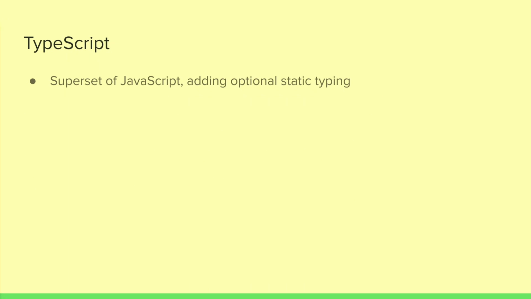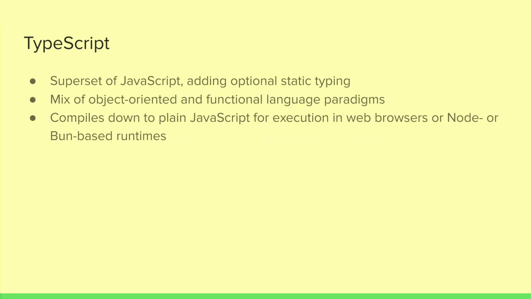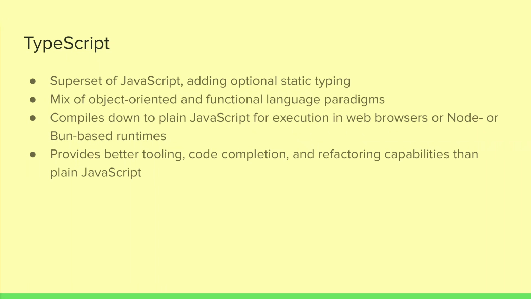Let's have a look at TypeScript, which is essentially a superset of JavaScript, adding additional optional static typing if you want that. I personally think TypeScript is the only way anyone should write JavaScript code, but I accept that people have different opinions on that. It's a mix of OO and functional language paradigms, like JavaScript is as well. Essentially, TypeScript compiles down to JavaScript for execution in browsers, or in Node, or in Bun, or in any other potential Node-based or JavaScript-based runtime.